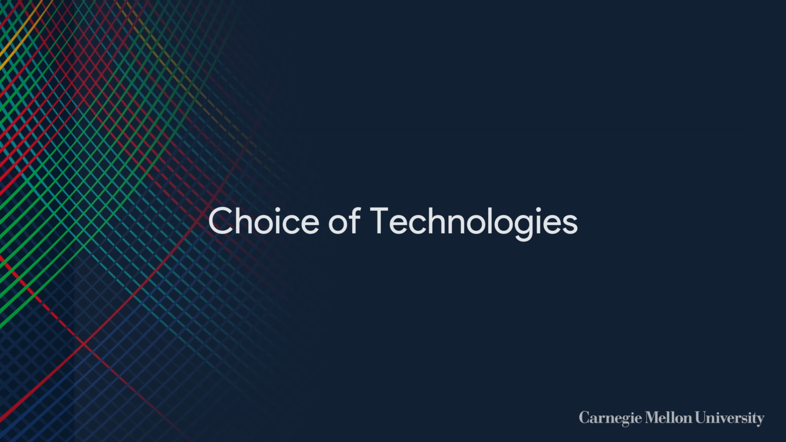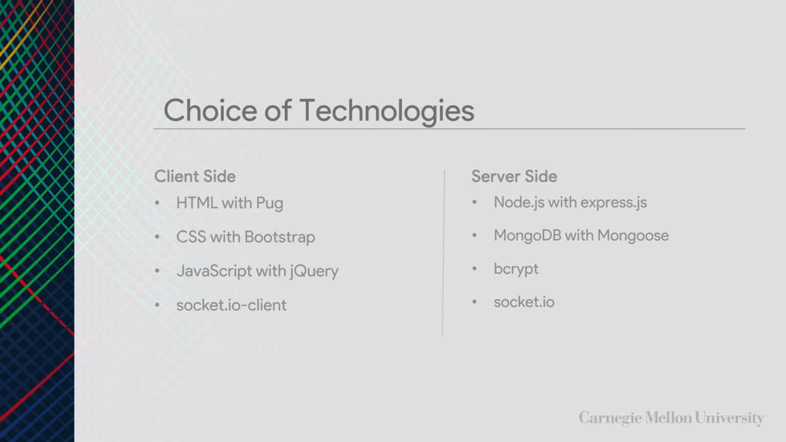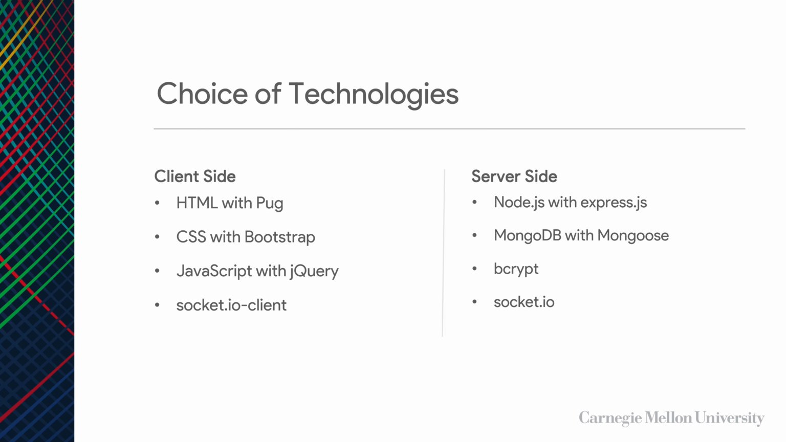Next, let's talk about the choice of technologies. On the client side, I use the standard web stack, which includes HTML, CSS, and JavaScript, with some helpful tools like Pug, Bootstrap, and jQuery. The technologies used on the server side include Node.js, Express.js, MongoDB, Mongoose, bcrypt, and Socket.io. The purpose of these technologies will be shown in the next part, design.